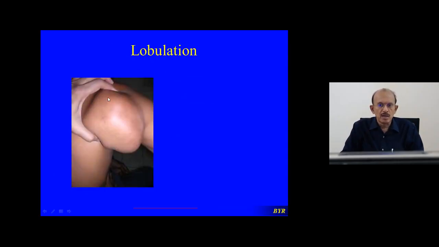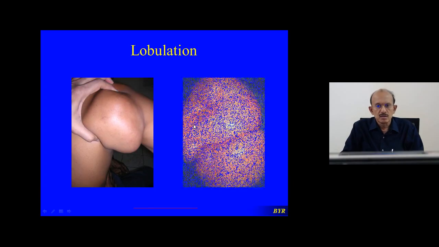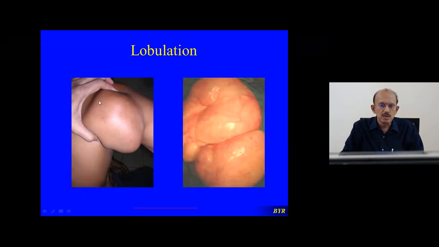So this is the lobular appearance. So you can see here lobules. When you remove this mass, you can see the lobular appearance like this. Why are these lobules there? The lobules are present because of the fibrous septa. So there are multiple fibrous septa which make this fat mass into multiple lobules.